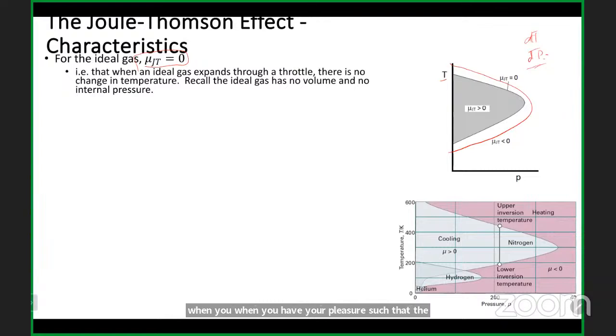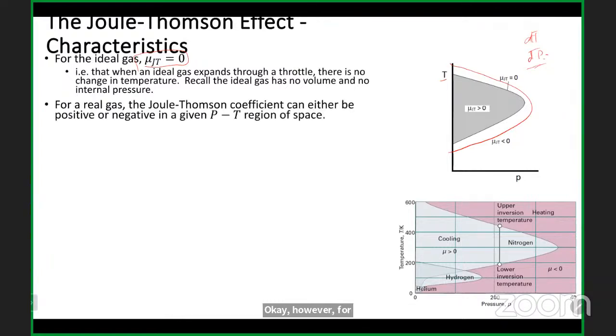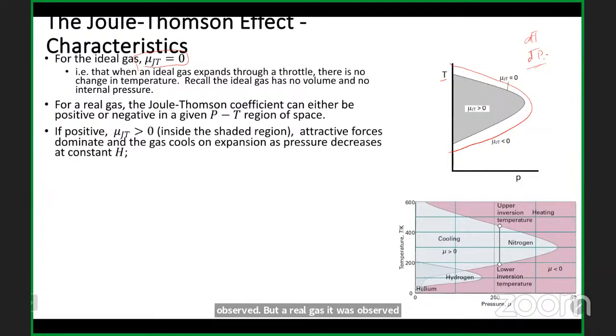Okay. However, for real gases, that's not what was observed. For a real gas, it was observed that your mu JT can either be less than 0 or greater than 0. So this is the curve. When mu JT is equal to 0, it's at this boundary. Inside this shaded area, mu JT is greater than 0, and outside here, it's less than 0. And it moves at each enthalpy.